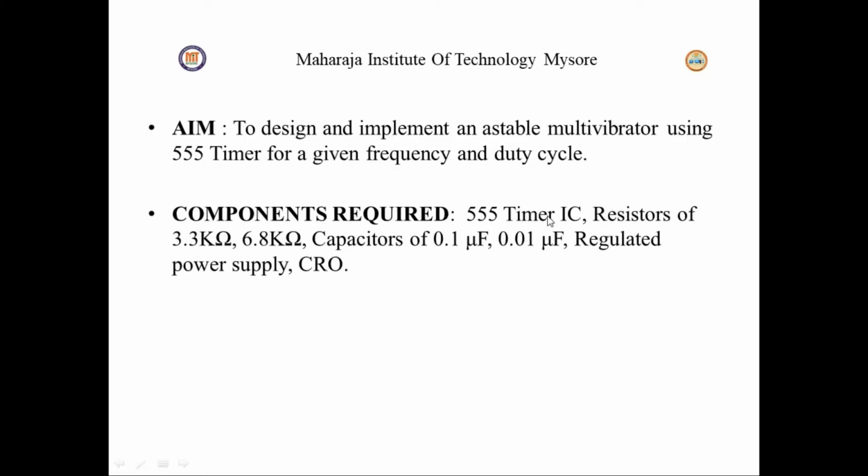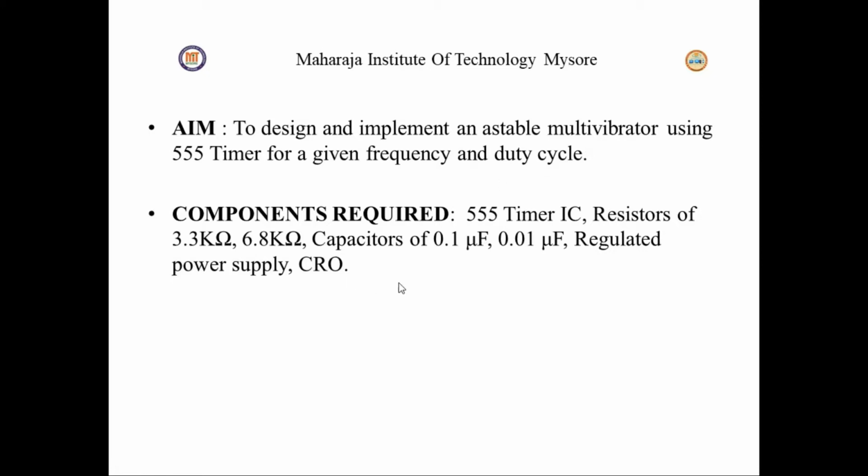The main aim of the experiment is to design and implement an astable multivibrator using 555 timer IC for the given frequency and duty cycle. So here you can take any duty cycle like equal to 50%, greater than 50% or lesser than 50% duty cycle. For that you need to design the astable multivibrator.